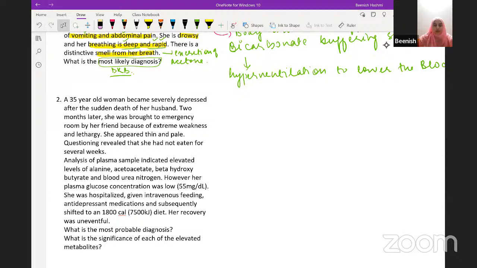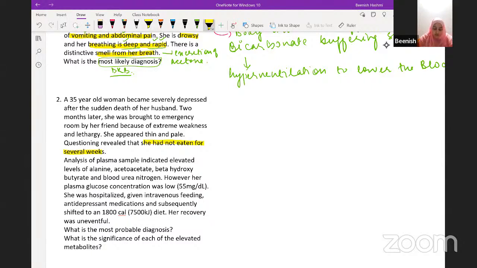Okay. Taking up another clinical case scenario. A 35-year-old woman became severely depressed after the sudden death of her husband. Two months later, she was brought to the emergency room by her friend because of extreme weakness and lethargy. She appeared thin and pale. Questioning revealed that she had not eaten for several weeks. Okay, now this is important.